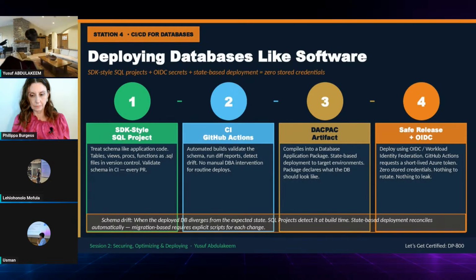Then the dacpac artifact, which compiles into a database application package, for state-based deployment to the target environment. The package declares what the database should look like. Then the safe release plus OIDC, which you can use to deploy using OIDC or workload identity federation. Then GitHub Actions requests a short-lived Azure token, so there are zero stored credentials, nothing to rotate, and nothing for you to leak out from your data.